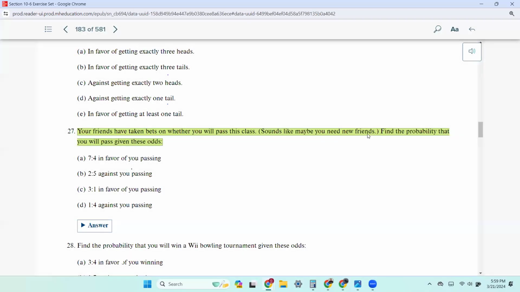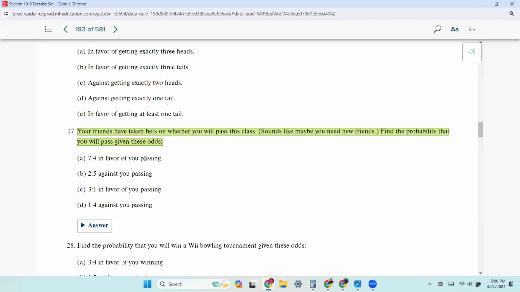All right. Your friends have taken bets on whether you will pass this class. Sounds like maybe you need new friends. Find the probability that you will pass given these specific odds. So each one of these is going to result in a different probability because the odds are different. They're different scenarios. It's not like when we had you're going to pick 4 people, you got 7 women and 5 men, so the total is 12, and that denominator stays the same for each one. These are different. They're giving you a different scenario each time with the odds.